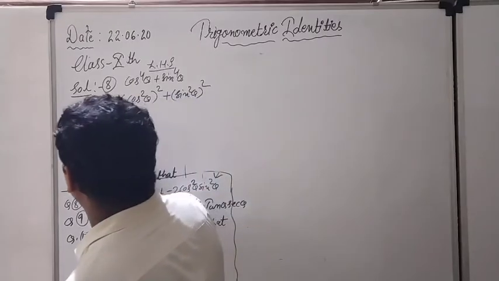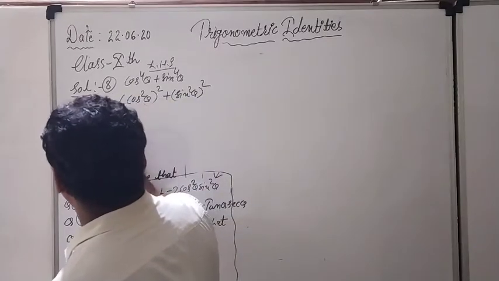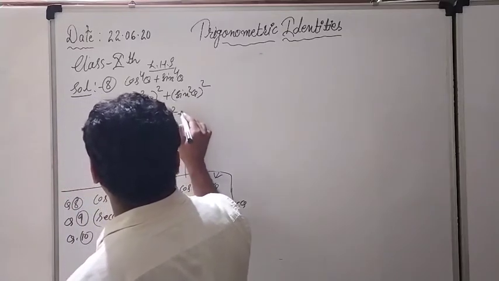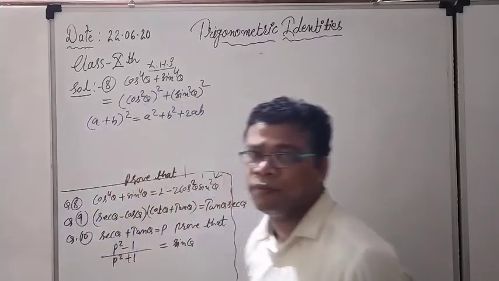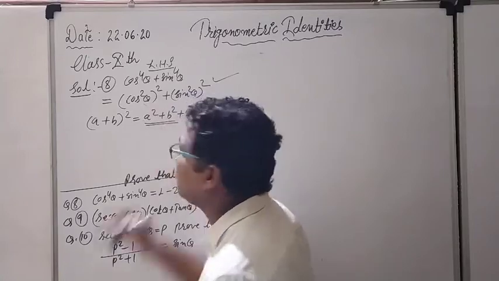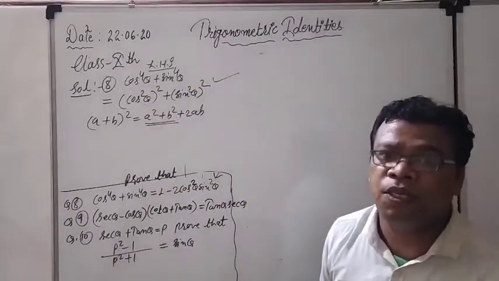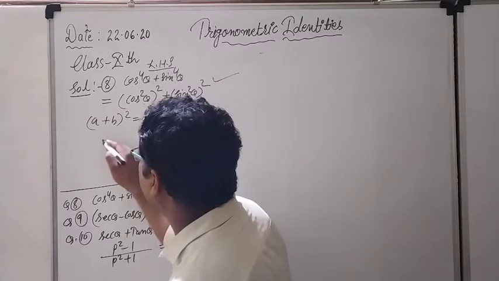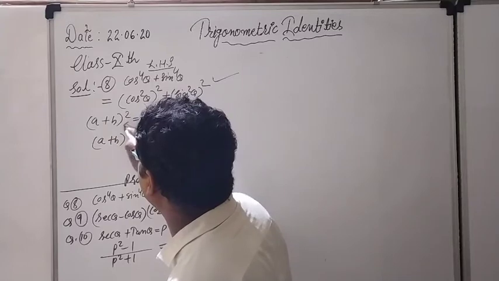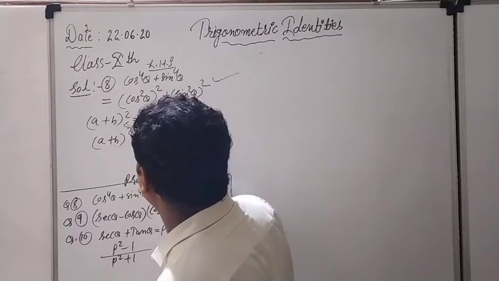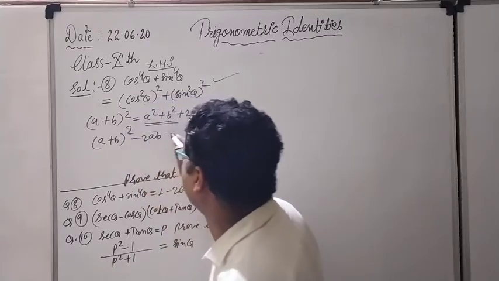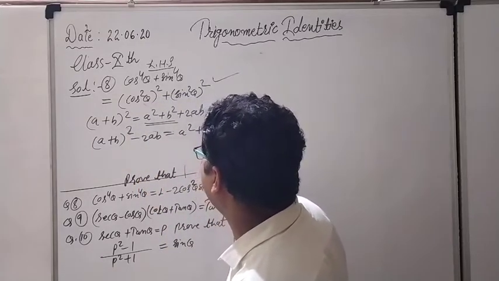Now see, this is a special kind of question. (a plus b) whole square could be written as a square plus b square plus 2ab, that we know. But my question is in the form of a square plus b square. So a square plus b square could be written as (a plus b) whole square, and this particular term goes to that side, so minus 2ab. (a plus b) whole square minus 2ab is equal to a square plus b square.